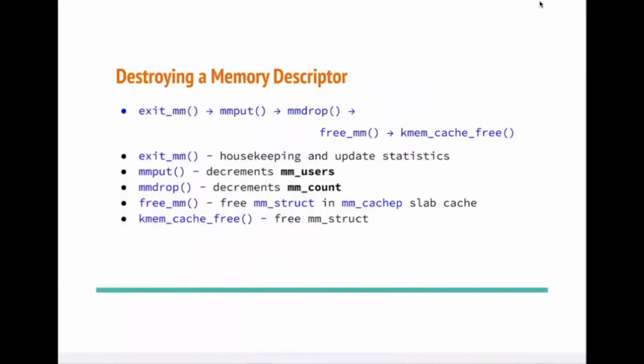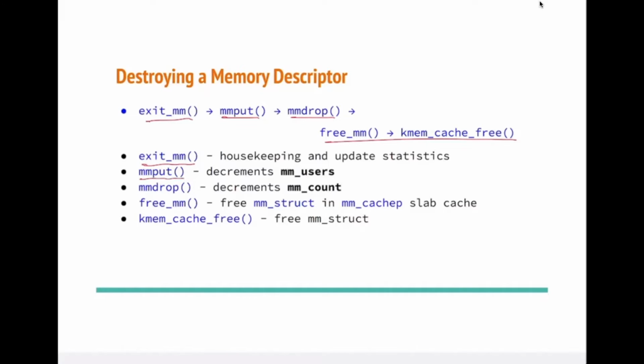If our process stops execution or has completed, then at that time we have to make sure that whatever memory allocation we did for our process, we put back. So this is a sequence of functions that it calls to free the address space of a particular process. This exit function just does some housekeeping and updates some statistics. After that, it calls the function mmput.